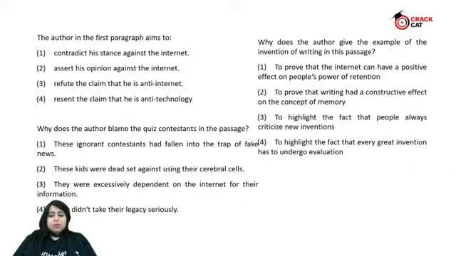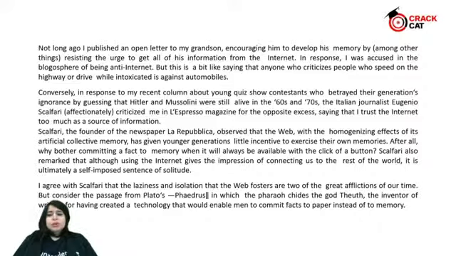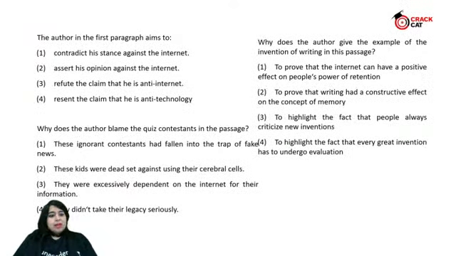So when it comes down to this question, we'll just go back to this paragraph and read it. It says, not long ago, I published an open letter to my grandson encouraging him to develop his memory by, among many other things, resisting the urge to get all the information off the internet. In response, I was accused in the blogosphere of being anti-internet. But this is a bit like saying that anyone who criticizes people who speed on the highway or drive while intoxicated is against automobiles. So let's try to see what the author intends to say.